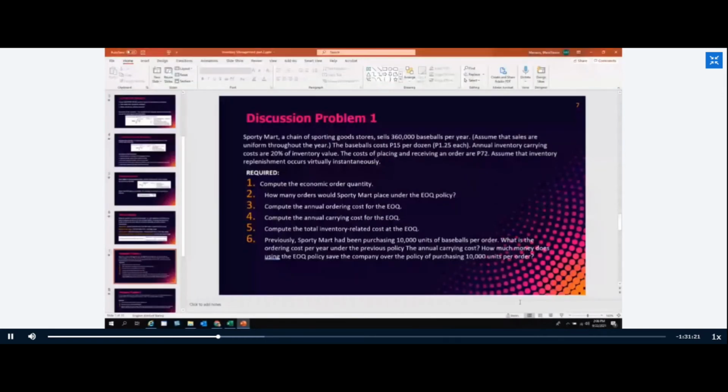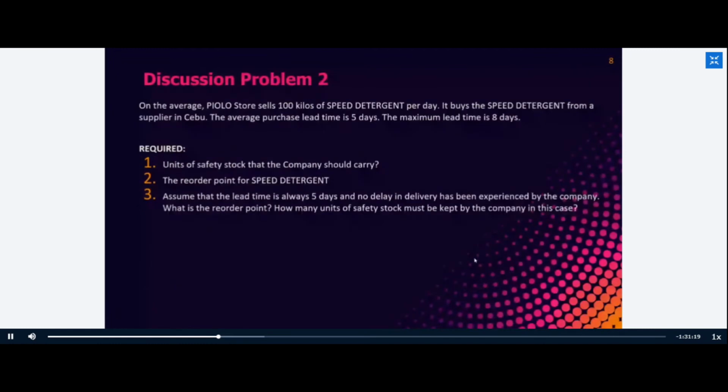Let's go now to problem number two. So in problem number two, the requirements are number one, units of safety stock that the company should carry. So kanina napag-usapan natin yung safety stock, i-apply lang natin sa problem. Number two, the reorder point for speed detergent. Number three, assume that the lead time is always 5 days and no delay in delivery has been experienced by the company. So ito parang perfect scenario, no? What is the reorder point? How many units of safety stock must be kept by the company in this case?